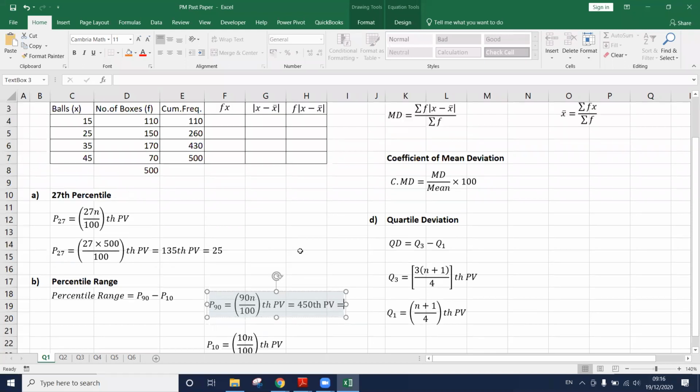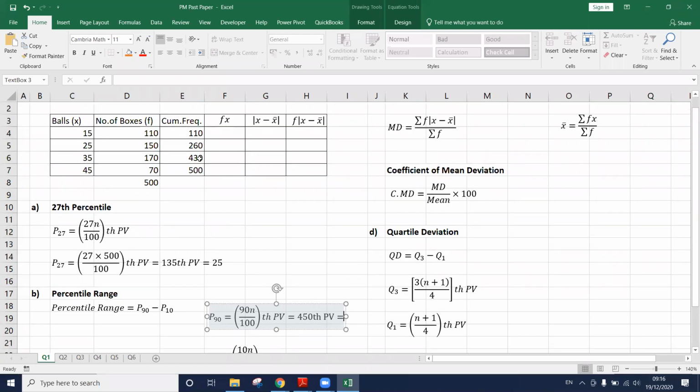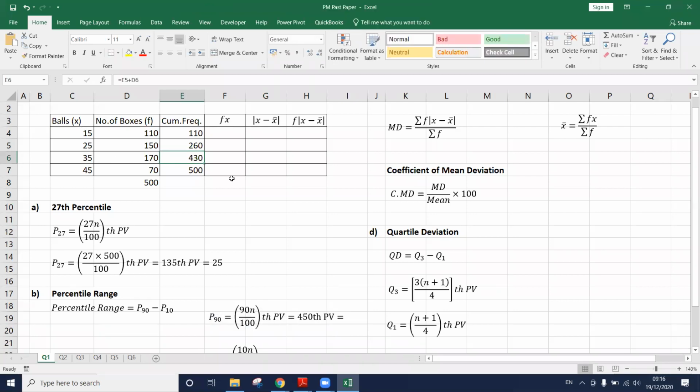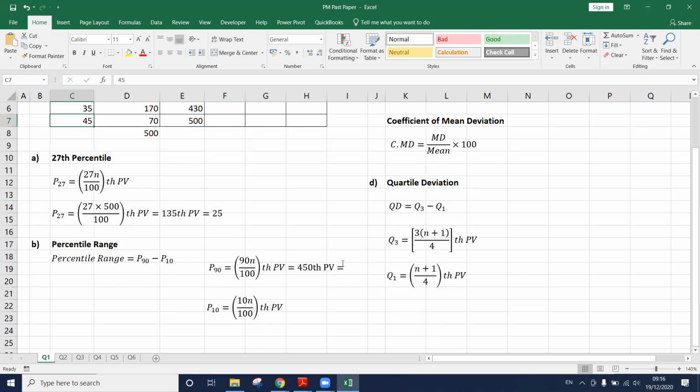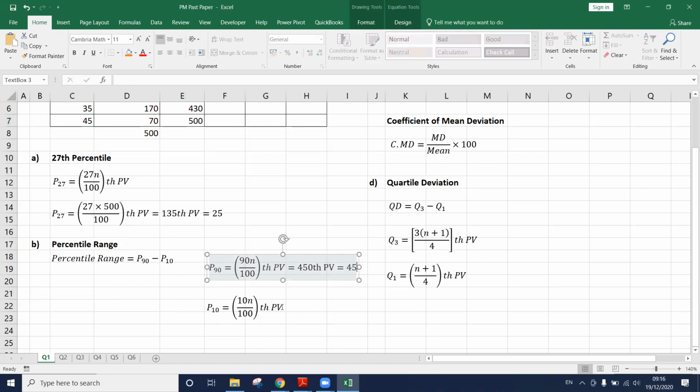450 වෙනියා ඉන්න තැන value එක කීයද? 430 වෙනකන් value එක මෙතනින් උඩ. From 431 to 500 the answer should be this. කීයද? 45. So 45 is our P90 value. Like that way we need to find the P10 value as well.